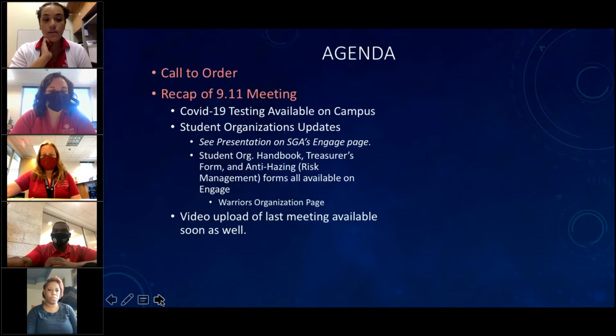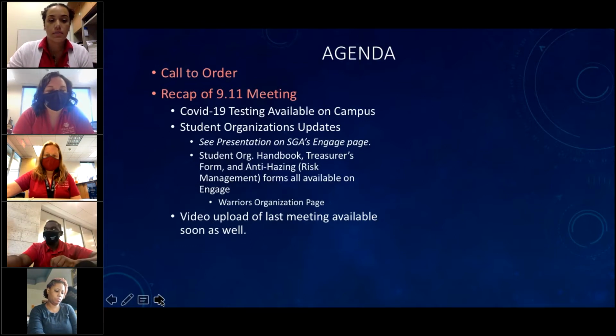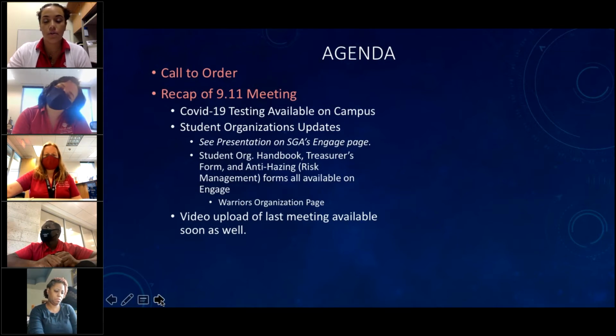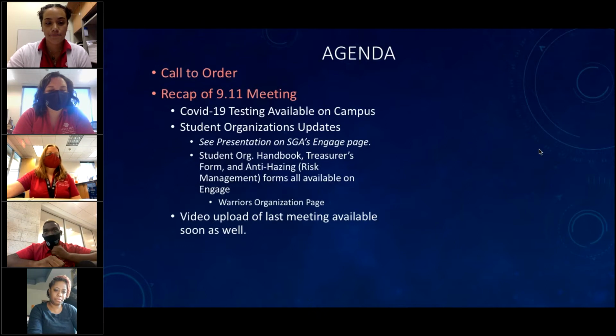So also, student organization updates. We did post the presentation on SGA's Engage page, and also for student orgs, I see Paula is here and Lakeitha. Again, let me know if I'm saying your name wrong. So anyways, we posted the handbook for student orgs, the treasurer's form, the anti-hazing form, which is part of risk management, and all other forms will be on Engage.